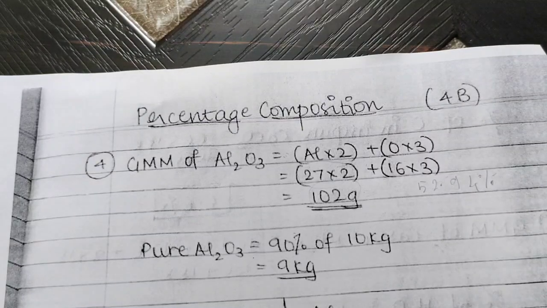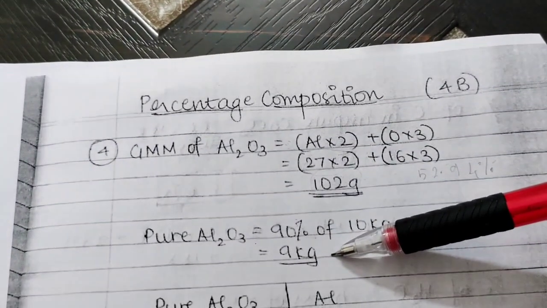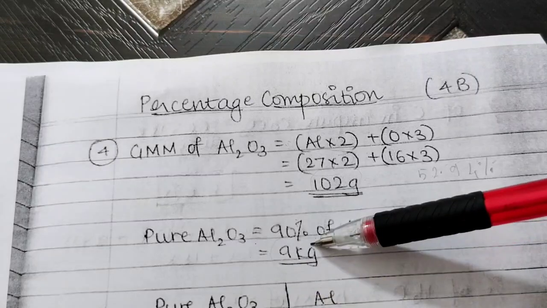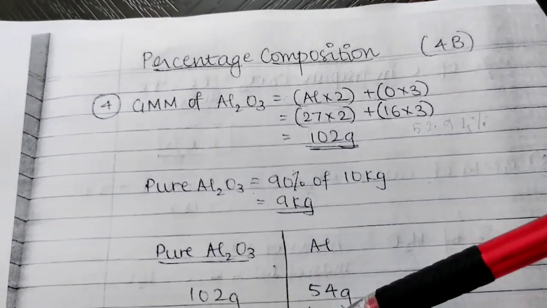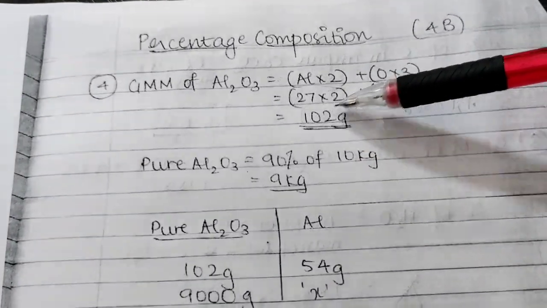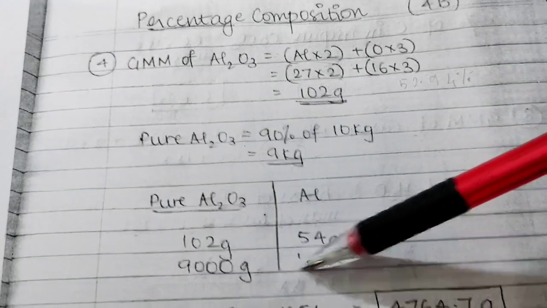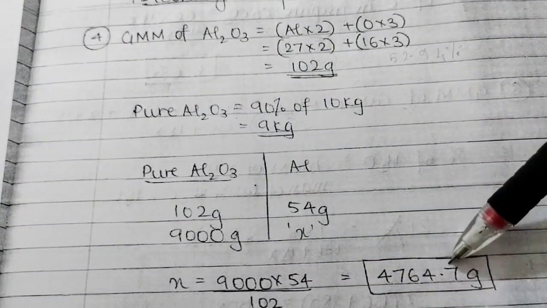But let me teach you a longer method. First of all, 90% of 10 kg is 9 kg. Let's find out of 9 kg, how many kg is aluminum. Unitary method. In 102 gram, we have 54 gram of aluminum. So in 9,000 gram, we will have how much? Turns out to be 4.764 kilogram.